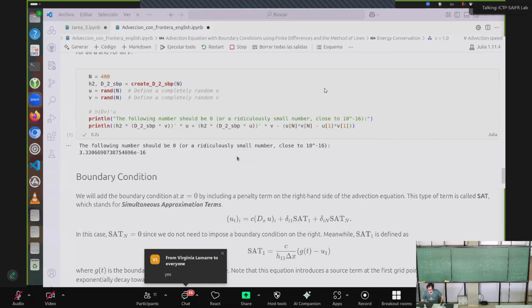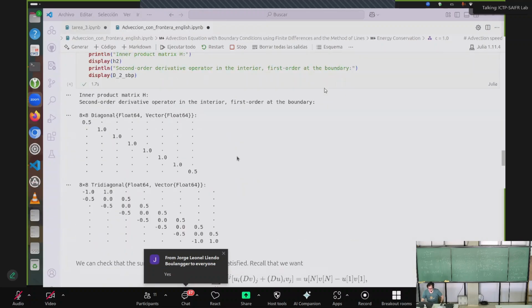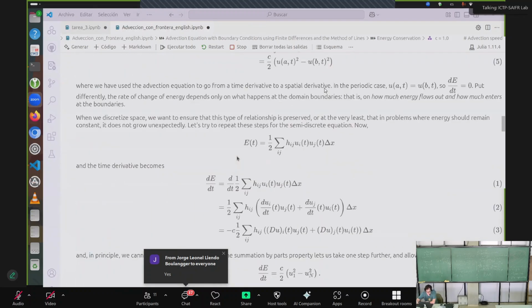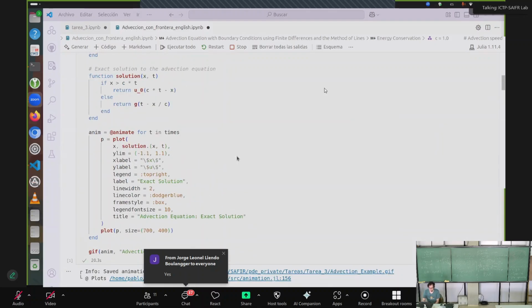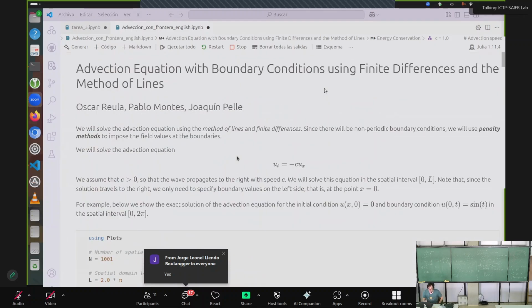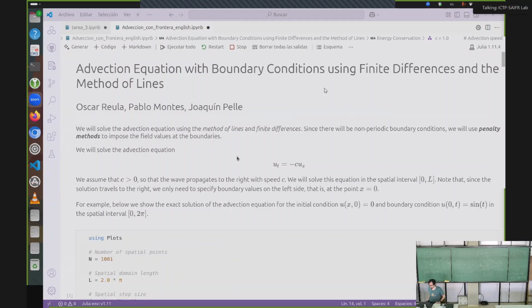So this will be the next lab. I haven't uploaded it yet, but I will this afternoon. The idea of the lab is quite similar to the previous lab, where you will have one notebook with some examples and another notebook where you have to do something a bit more complicated.